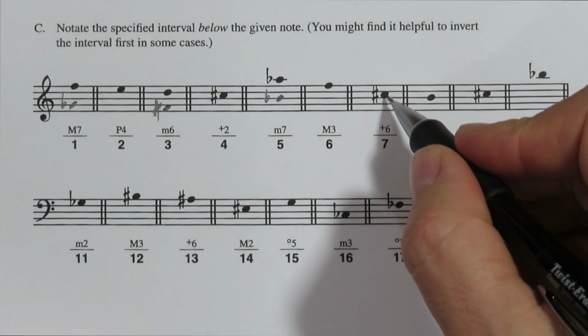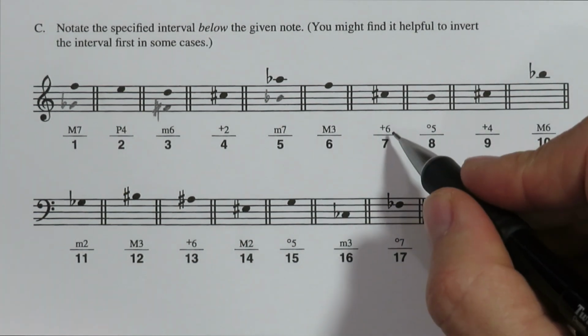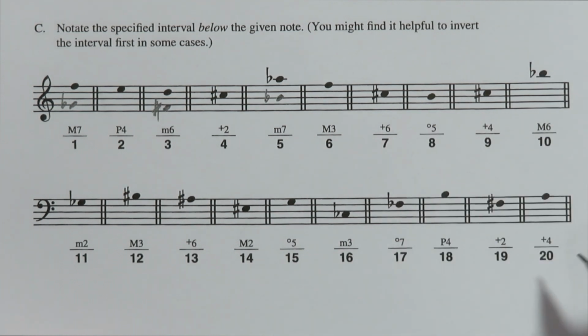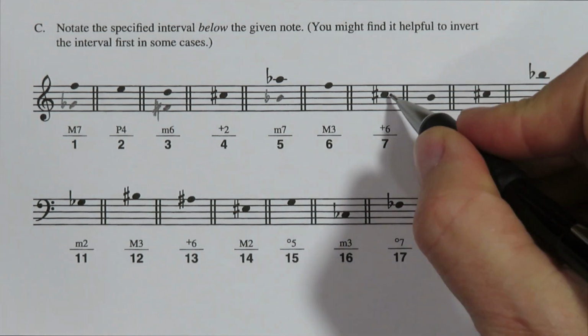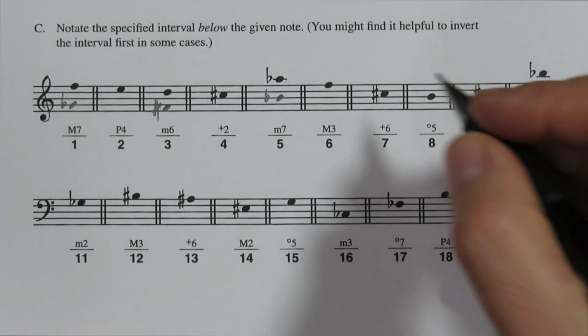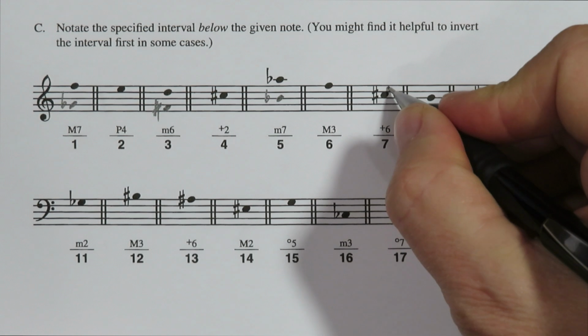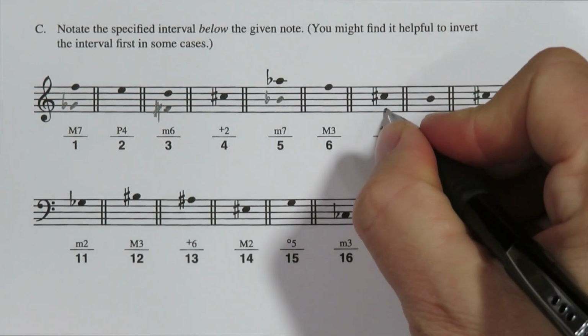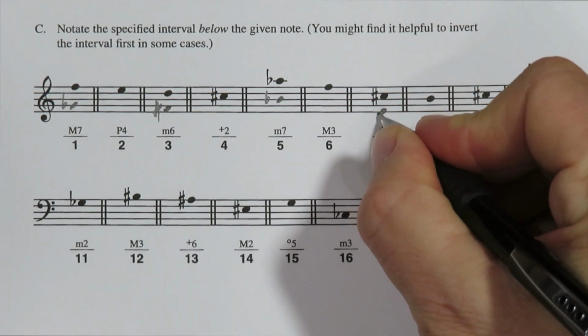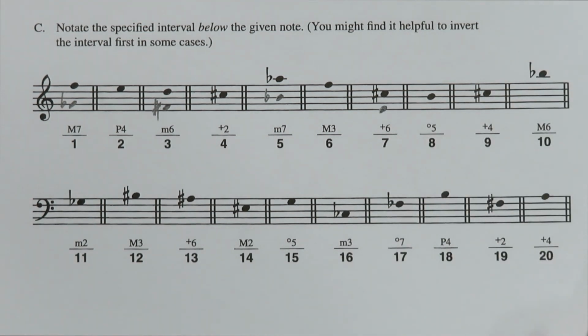Now here's C sharp, and we need to write an augmented sixth below that. So sixths invert to thirds. Augmented inverts to diminished. So before we think about all the accidentals, let's just put a third above C, okay? So that would be an E. So the E would go here. Now E to C sharp.